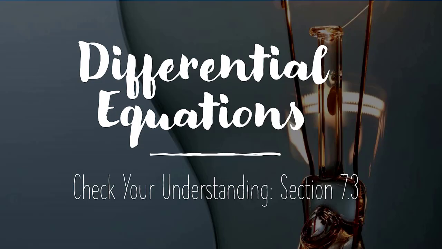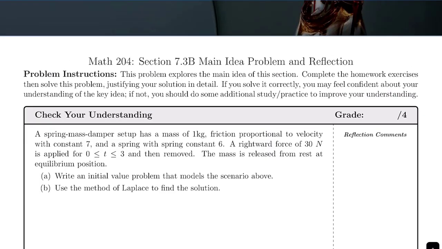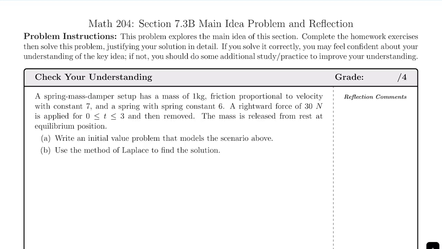We're in section 7.3, which is more Laplace transforms here using translation rules. For this problem, they've given us a spring mass damper setup with a mass of 1 kilogram, friction proportional to velocity with constant 7, and a spring with spring constant 6. A rightward force of 30 newtons is applied for t between 0 and 3 and then removed. The mass is released from rest at equilibrium position. Write the initial value problem that models the scenario and then use the method of Laplace to find the solution.